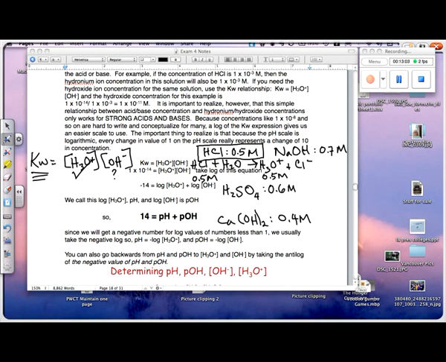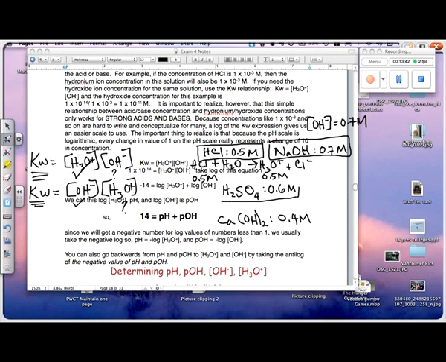Conversely, if you're talking about a strong base like sodium hydroxide, when I put sodium hydroxide in water, I end up with one hydroxide for every NaOH. So if NaOH is 0.7, then hydroxide is 0.7. So when you talk about a base, the one that you can get directly from the base concentration is the OH minus. We have that. And what we'll be getting, using the Kw expression, is the hydronium ion concentration. Okay?